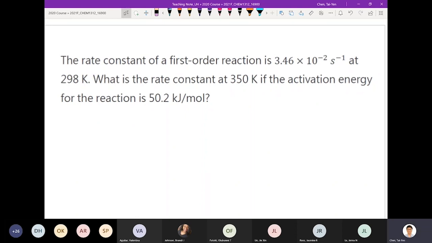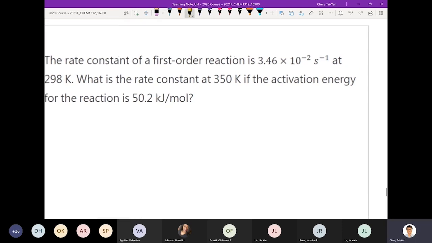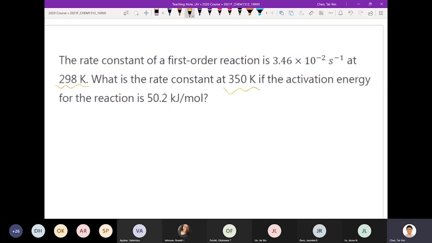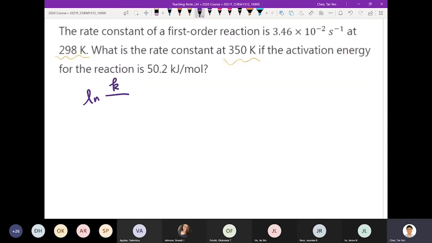What is the rate constant at a different temperature if the activation energy is a certain number? So here the thing you should quickly see is that apparently there are 2 different temperatures, right? Therefore, you know the equation you should use: natural log K1 over K2 equals Ea over R times (1 over T2 minus 1 over T1). Don't mess up the order. Otherwise you will never get the proper answer.